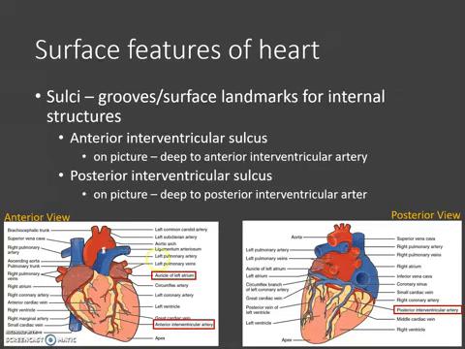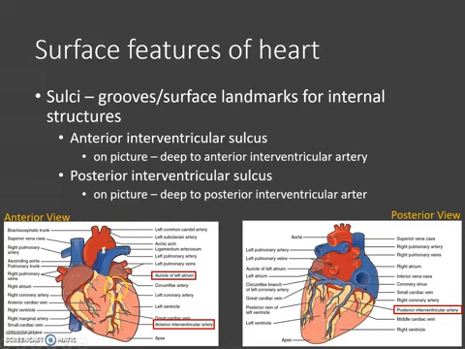There are also some sulci, or grooves, on the surface of the heart that serve as landmarks for internal structures. So, for example, on the anterior side of the heart, you have the anterior interventricular sulcus. And sulcus tells you that it's a little bit of a ravine. And you can see here that there are blood vessels that run along that ravine.